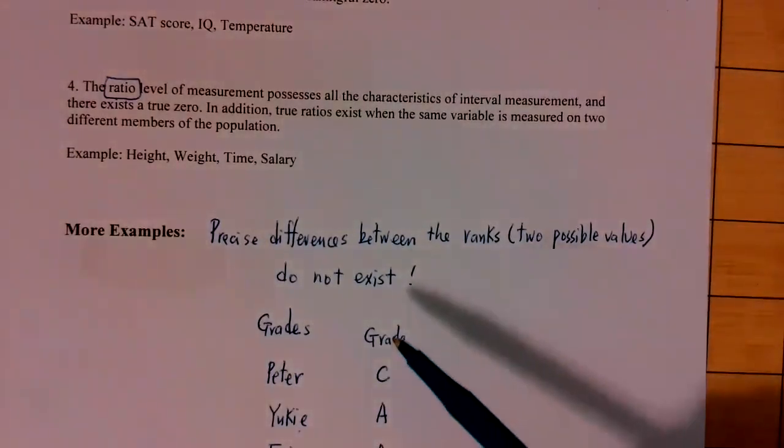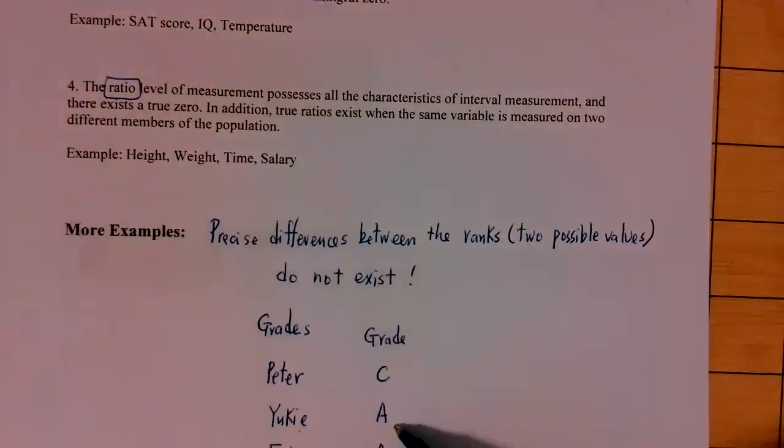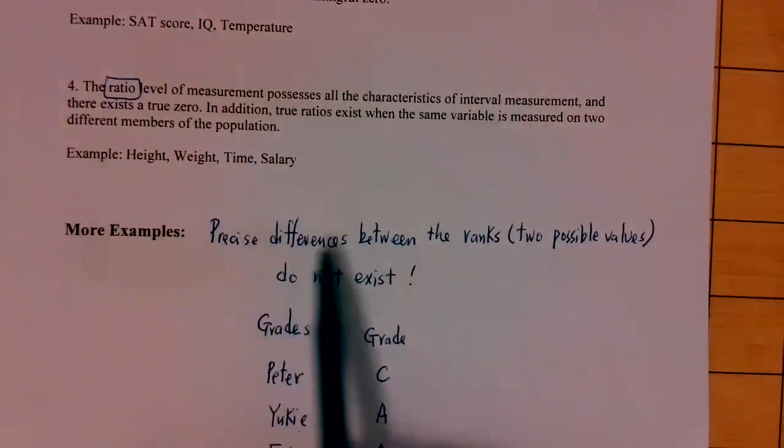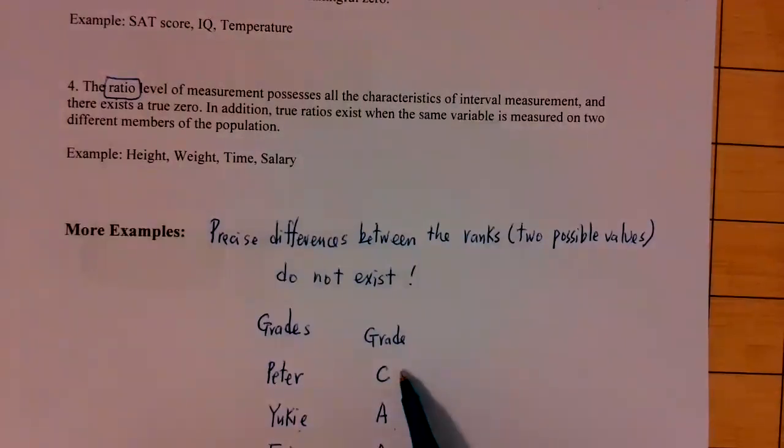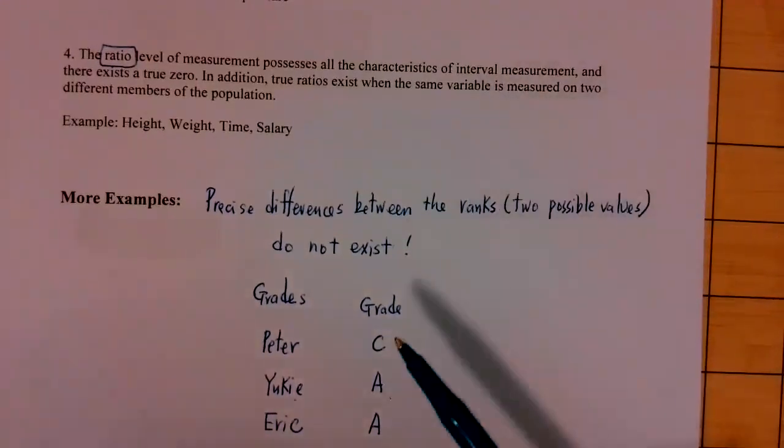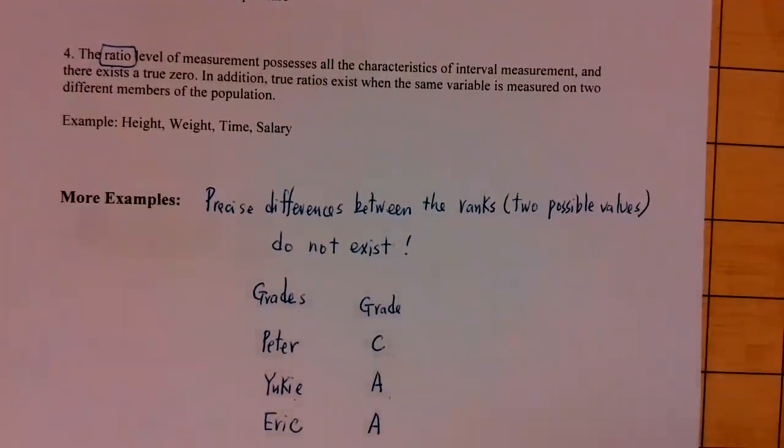You know, Yuki is better than Peter. But how much better? You don't know, because precise difference between the ranks, or the precise difference between two possible values, do not exist. Not just that. If Eric gets A, Yuki also gets A. Who is a better student? You also don't know.